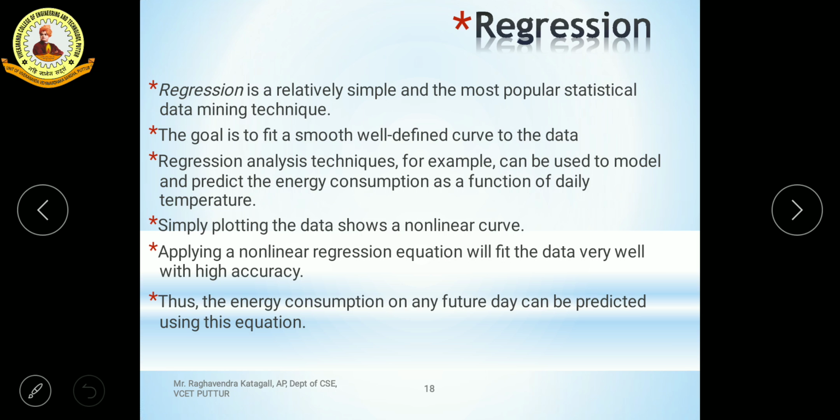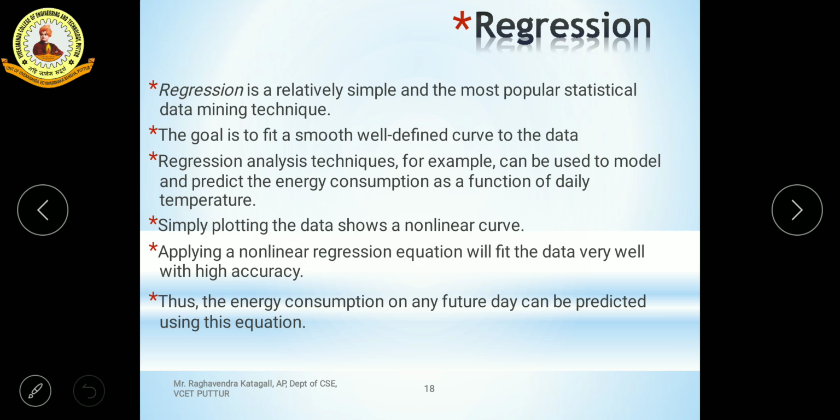Okay, coming to regression. What is regression? Regression is a simple and most popular statistical data mining technique. Right? What is the goal of it? The goal of it is to fit a smooth, well-defined curve to given data. Regression analysis techniques, for example, can be used to model and predict the energy consumption as a function of daily temperature. So this is one of the examples.